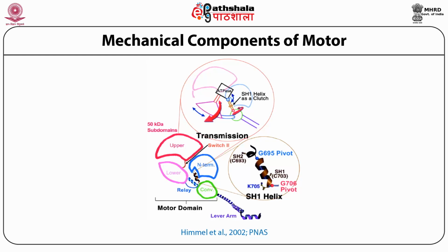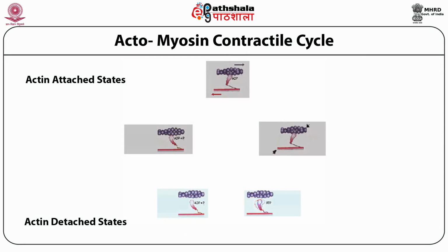The upper 50 kilodalton domain and the lower 50 kilodalton domain are closed and open as the nucleotide is bound or as it is bound to actin. You can also see the arrow marks indicating the lower subdomain and the relay movement, which causes the converter to move. So in short, these motor components explain the motor mechanism of the myosin, which gives the movement between myosin and the actin filaments.